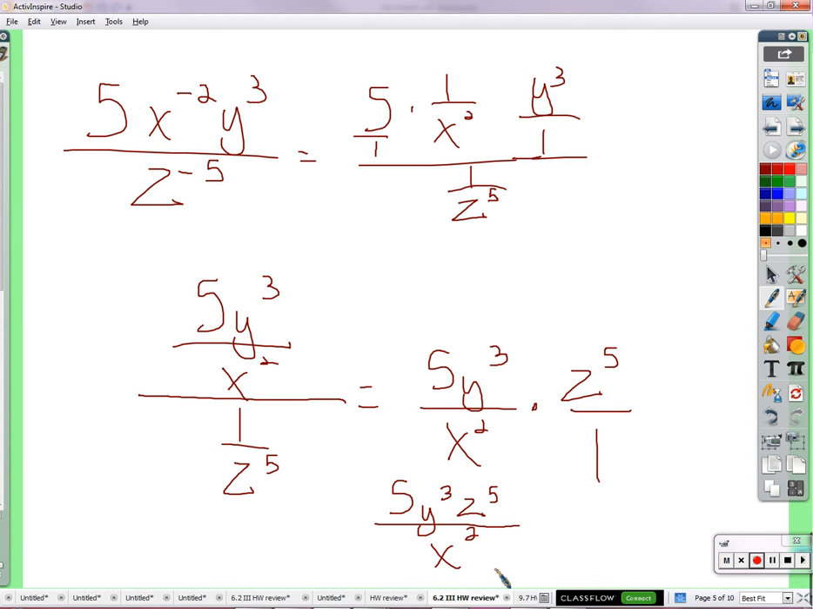The denominator was a term with a negative exponent as well, so 1 over z to the fifth. Just write what we know is z to the negative 5, meaning 1 over z to the fifth. Then it's a fraction divided by a fraction, so multiply by the reciprocal. 5y cubed times z to the fifth, there's our numerator. x squared times 1, x squared.